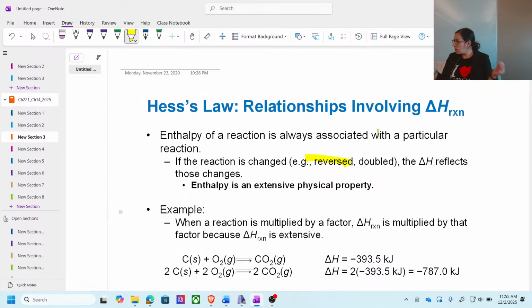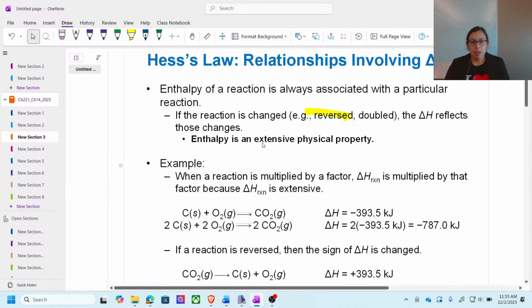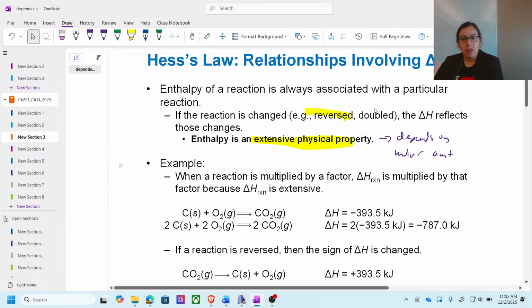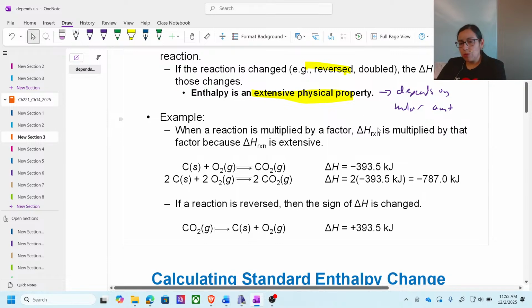So again, in lab today, you're going to do a very small molar amount of material, and calculate some enthalpies. And so it's an extensive physical property. Again, it depends on the molar amount. And so when our reaction is multiplied by a certain factor, then our change in enthalpy is also multiplied by that same factor. And that makes sense, right?